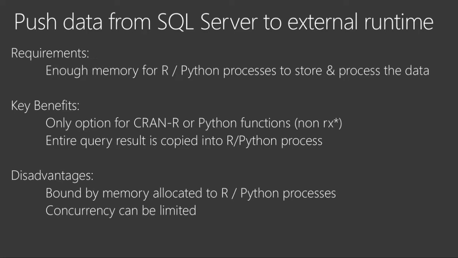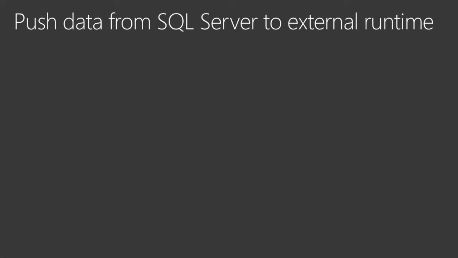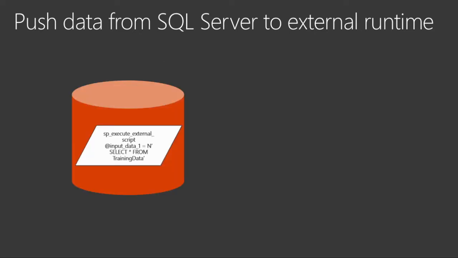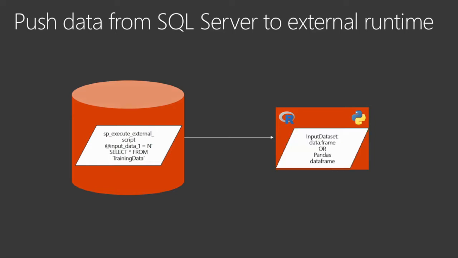One way you could scale this, like we talked about, is to run it on your always on secondaries. That's another way to get more memory, but from different machines. So this is to show how you would push your query results into the external script. You have sp_execute_external_script, and then you have a parameter called input data. What you do is put the query in there, and it's going to be pushed into a data frame. For R, it's an R data frame. For Python, it's a pandas data frame.